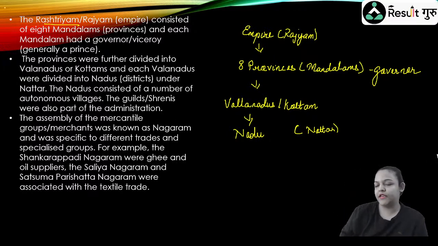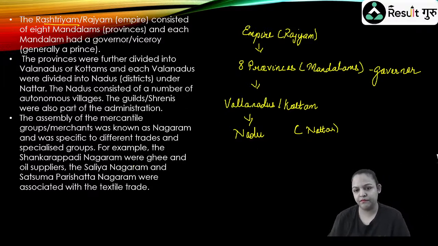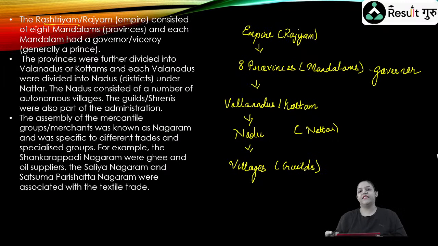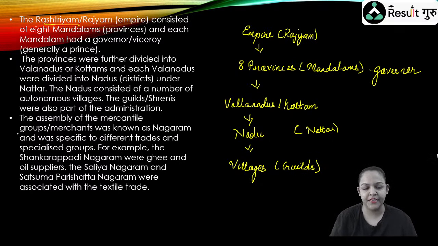Fine. So Nadu would basically contain villages. Now these villages were basically under the administration of the guilds, the Shrenis. You're already aware of the concept of the guilds, the Shrenis. I have already explained this, but if there is any doubt, you can always let me know. Alright. So the assembly of the mercantile groups were known as the Nagaram and was specific to different trades and specialized groups. So these guilds are known as what, guys? These guilds are known as your Nagaram. I know it's quite confusing with very similar names, but you have to remember. Nagaram was the name of these guilds, and they were related to specific trade and specialized groups.